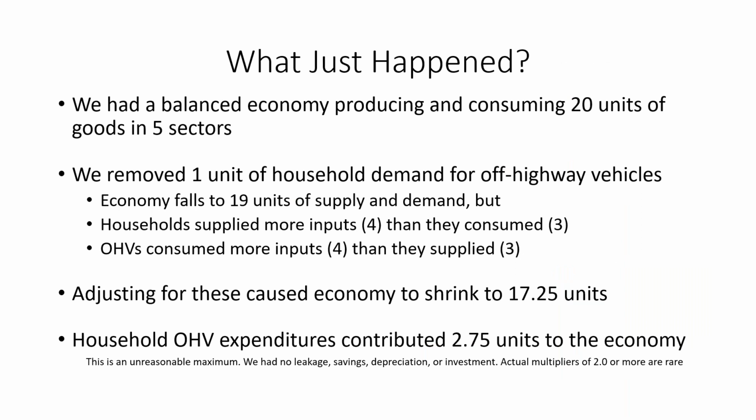So this slide just talks about what happened again, and we already went through that. We went from 20 units, we took 1 unit of household demand out, and by the time we balanced it all, we had an economy that was only 17.25 units of supply and demand, or we lost 2.75. We lost over 10% of the economy, right? We only took 5% of the economy out in terms of demand, but we lost over 10%. That's how input-output models work, and that's how impact or contribution studies work.